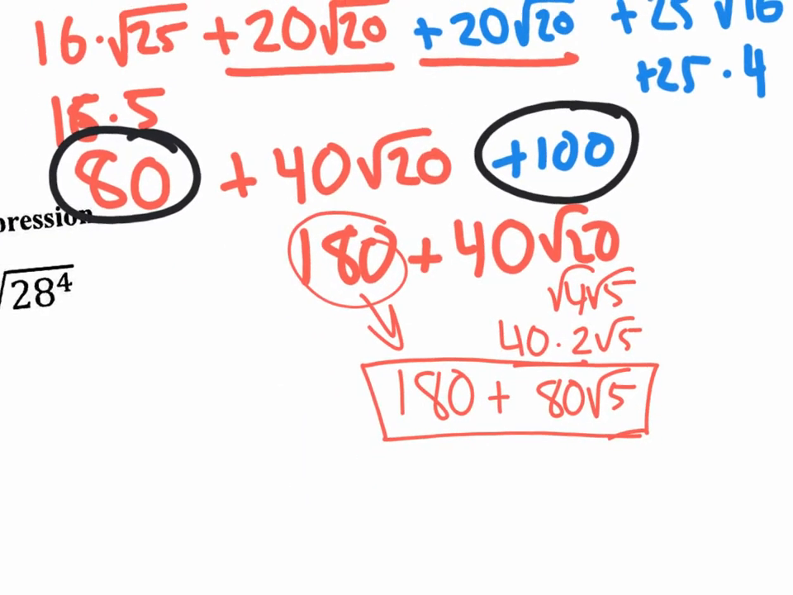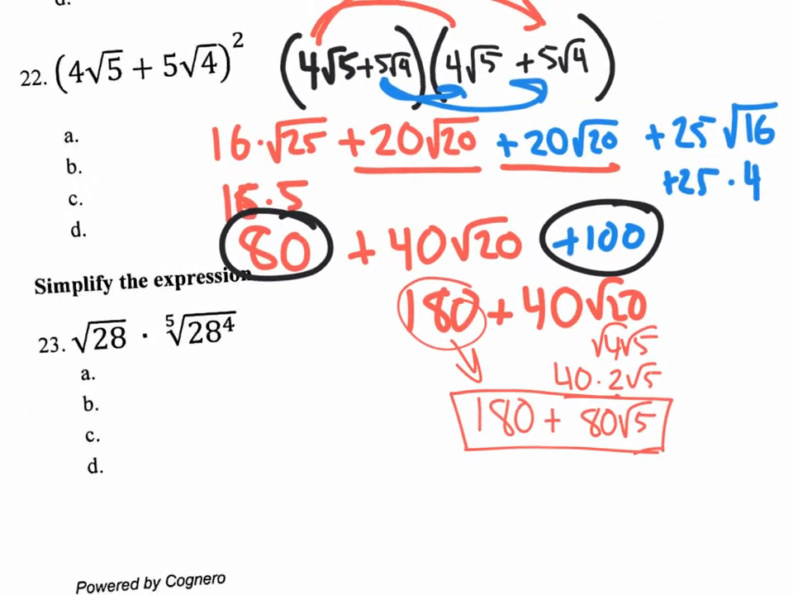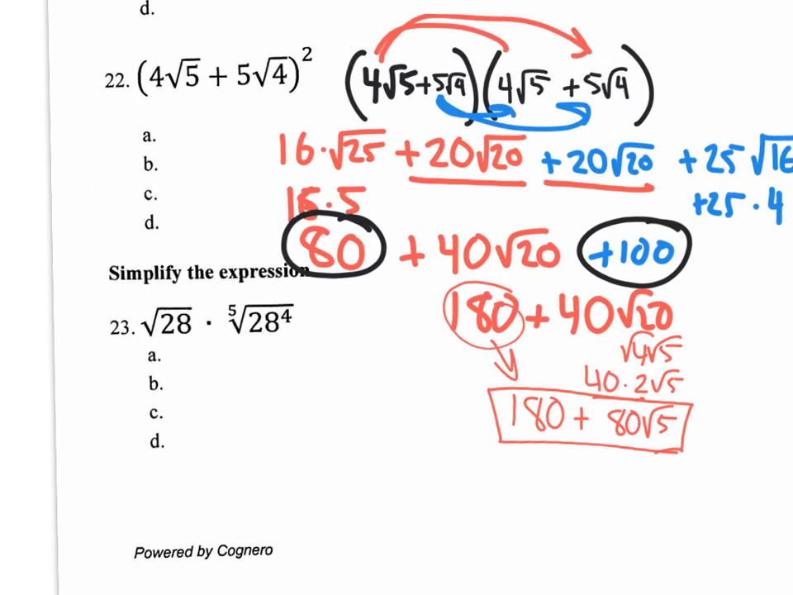180 plus 80 square root of 5 for number 22. You got it?